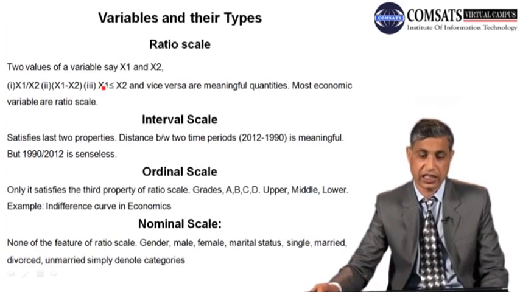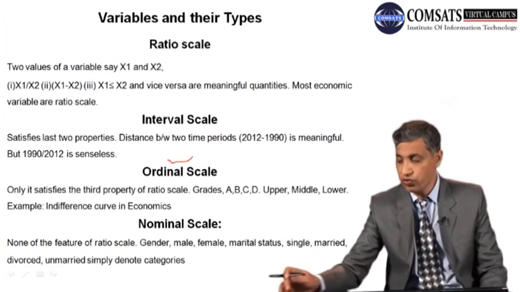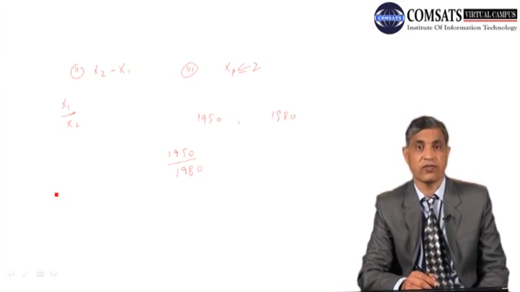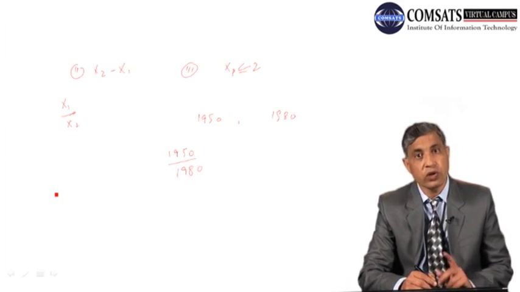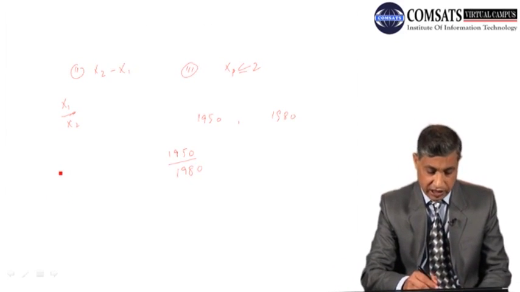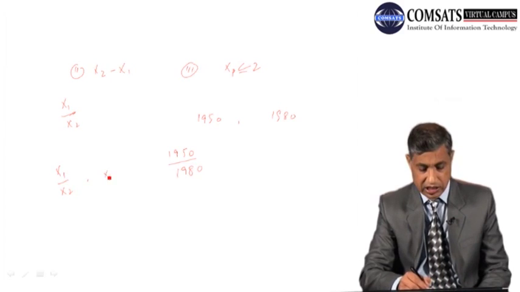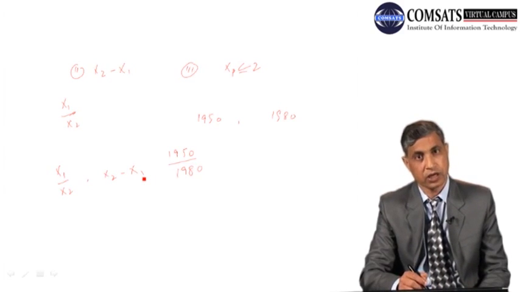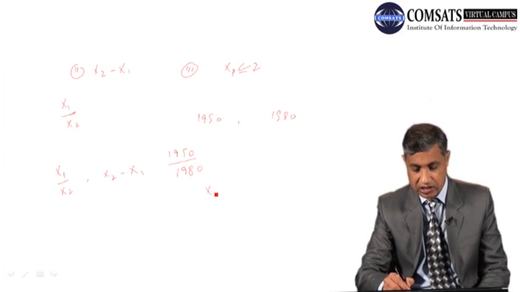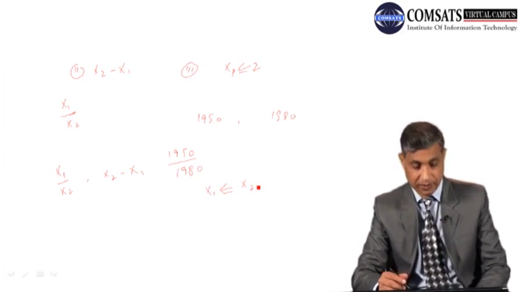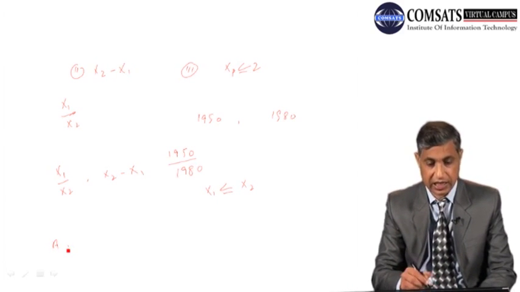Then there is the ordinal scale variable. Here, this is the ordinal scale variable. So we are going again there. What is the ordinal scale variable? It doesn't fulfill the first two conditions. It only fulfills the last condition. For example, its ratio is meaningless and its difference is also meaningless. But it can be ranked, so x1 may be less than or equal to x2. What is the example of this? The example is your grades, A, B, C and D grade.